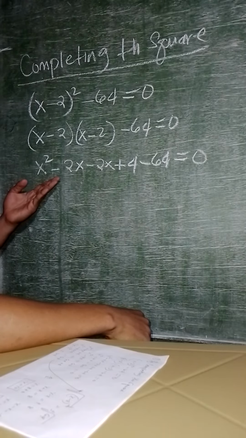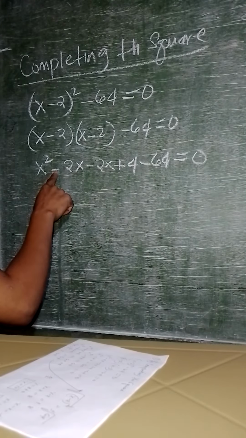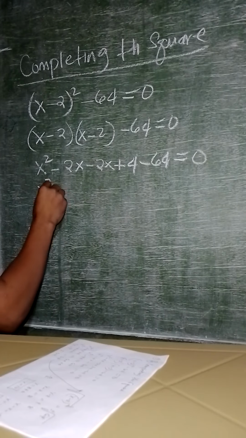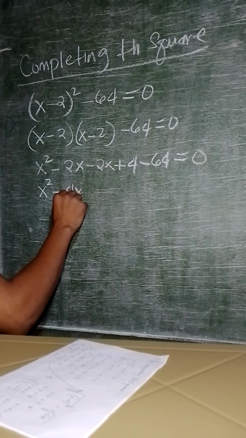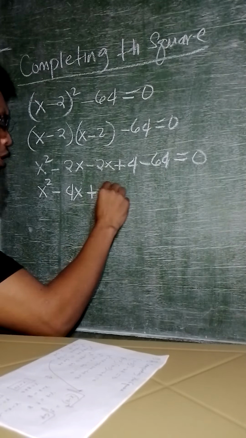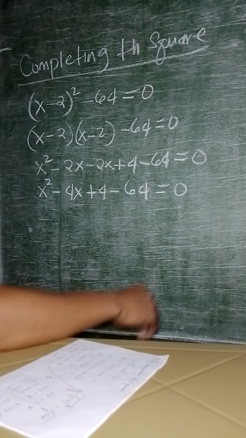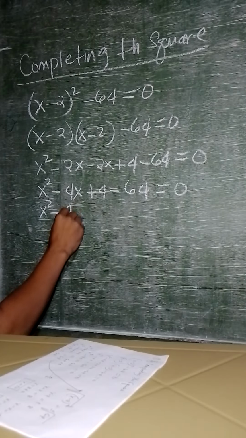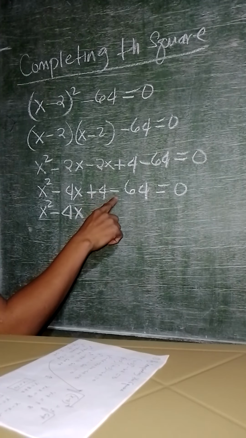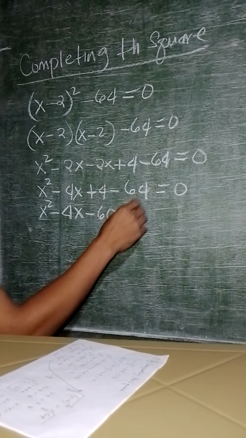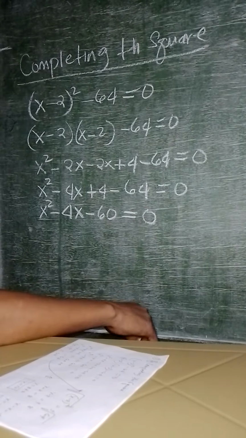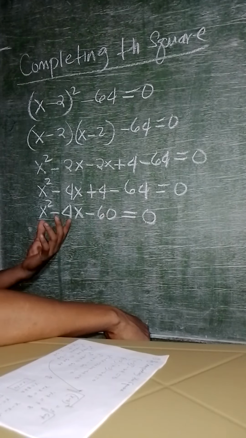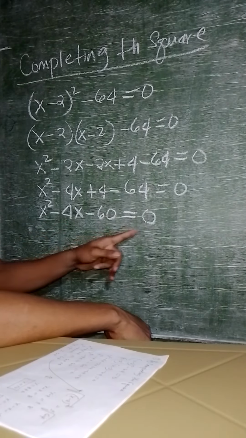Okay. Meron na tayong equation dito. Like terms po, negative 2x and negative 2x. Magkatulad po ang kanilang sign. So, x squared minus 2x minus 2x is minus 4x, plus 4 minus 64 is equal to 0. So let us simplify this. So we have x squared minus 4x, positive 4, negative 64, is negative 60, equal to 0. So ngayon, mayroon na po tayong equation: x squared minus 4x minus 60 is equal to 0.